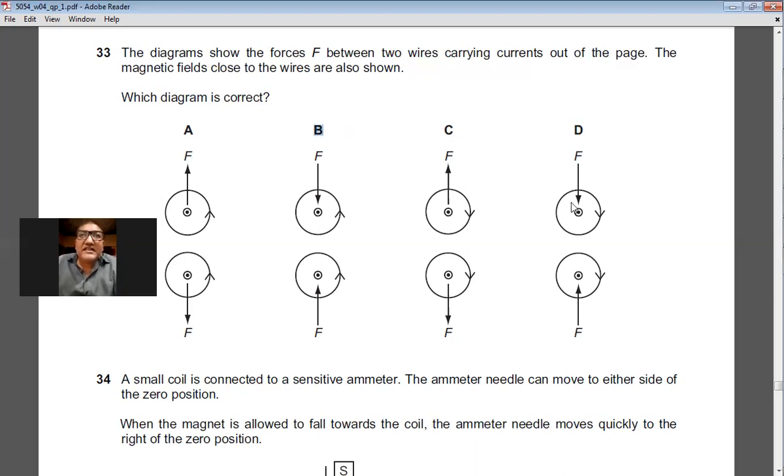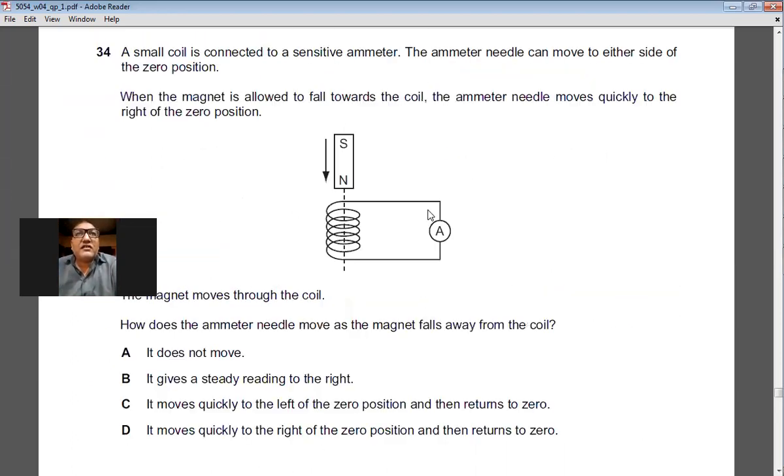In D, the magnetic field is shown clockwise, which is wrong. I applied the right-hand grip rule for the straight conductor to find out the direction of the circular magnetic field lines around it. The dot means that the current is coming out of the page. So B is the right answer. That was question number 33. B is the right answer.